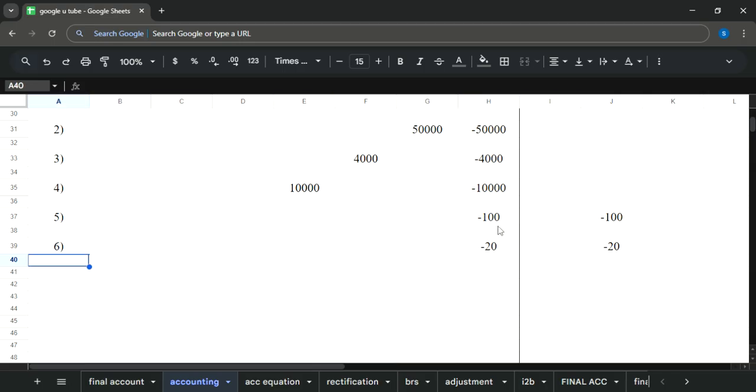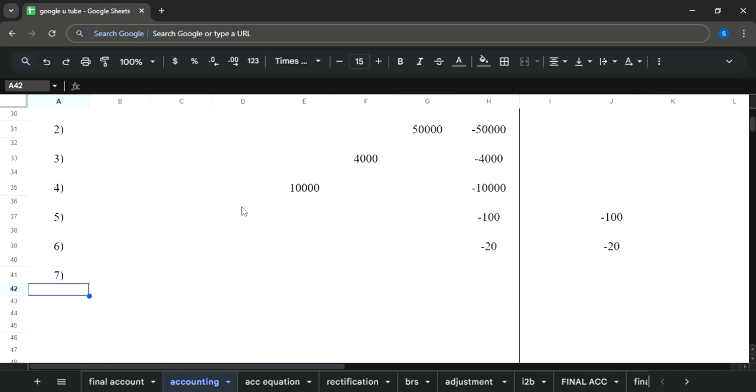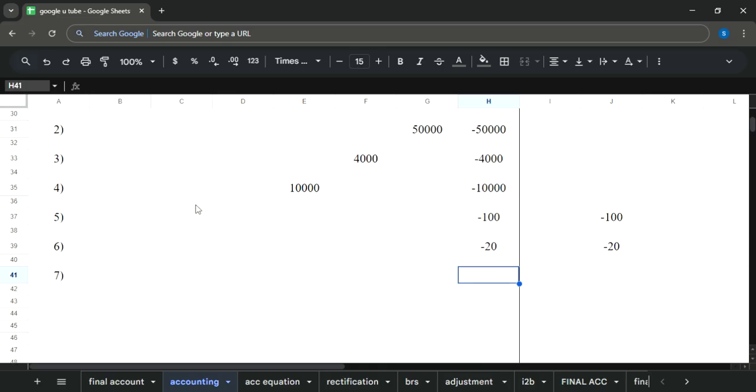Now we will see what the seventh entry is saying to us. Salary is paid. When you have paid salary to the clerk, obviously it is a responsibility of the owner. Salaries you have paid are $10. There would be a decrease in cash. Since it is the responsibility of the owner, his capital would be decreased.